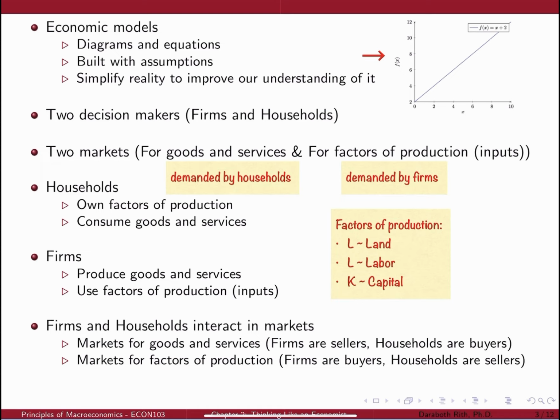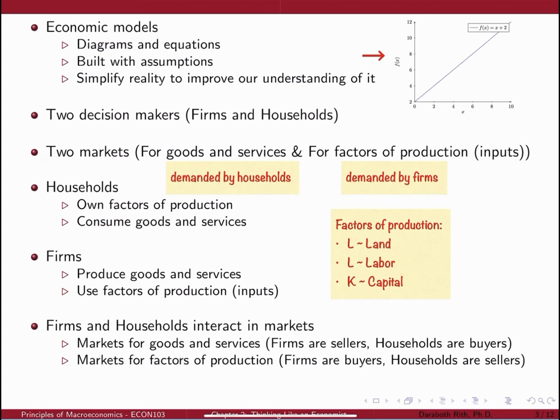Households are the buyers in the market for goods and services, and they are the sellers in the market for factors of production. On the other hand, firms are the sellers in the market for goods and services, and they are the buyers in the market for factors of production.